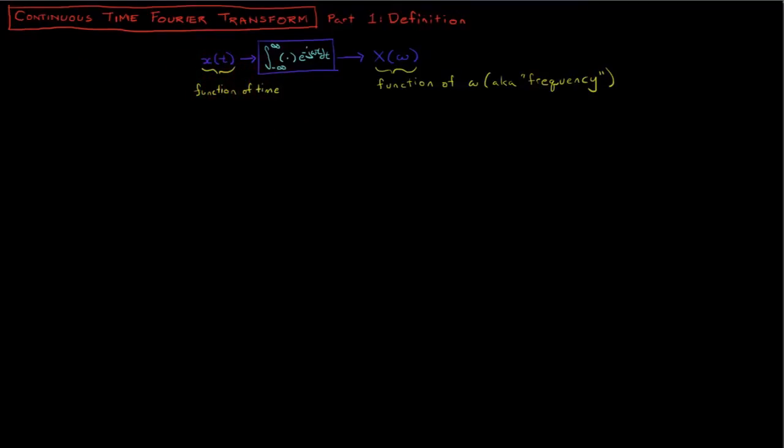The inverse continuous time Fourier transform looks similar. Capital X of omega goes in and lowercase x of t comes out. The operation is the integral from negative infinity to infinity of the input times e to the positive j omega t d omega.